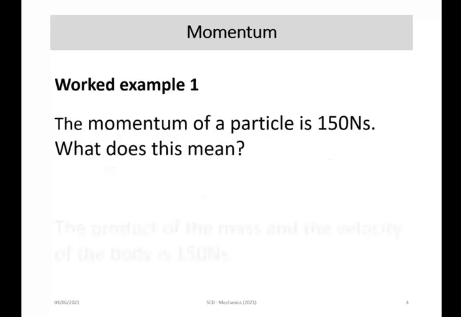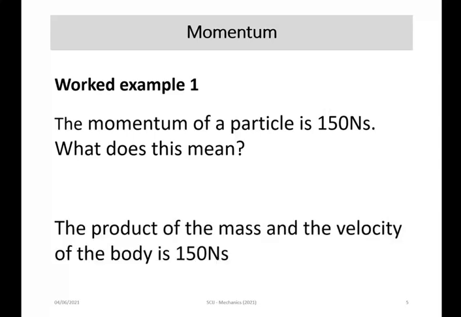So take this exercise. The momentum of a particle is 150 Newton seconds. What does this mean? All that it means is that if we multiply the mass and its velocity, we are going to get 150 Newton seconds. Simple. So momentum is simply the product of the mass and its velocity. The greater the mass, the greater the momentum, and the greater the velocity, the greater the momentum.